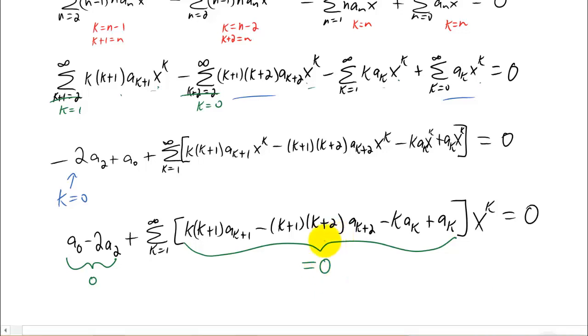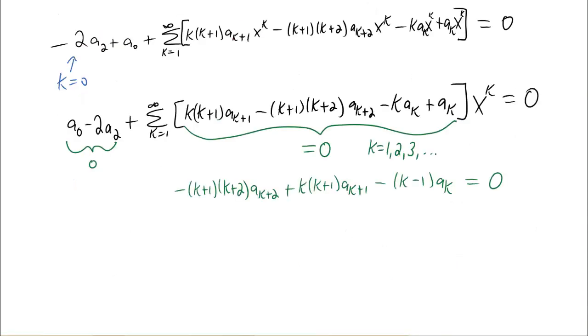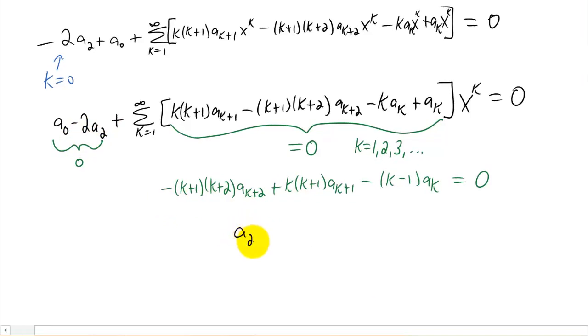Okay, and of course we call this the recurrence relation, and this recurrence relation is good for all k values starting at 1 and counting up to infinity. Now there's the recurrence relation right here written down in a slightly nicer form. Okay, let's write down the information that we have. This equation right here tells us that a2 is going to be equal to 1/2 of a naught.